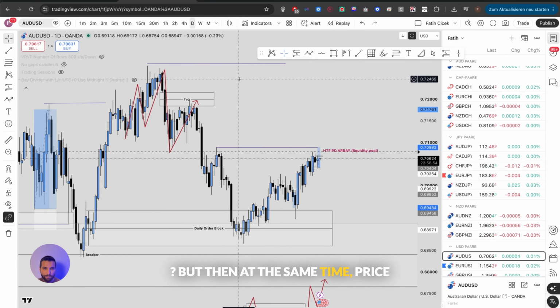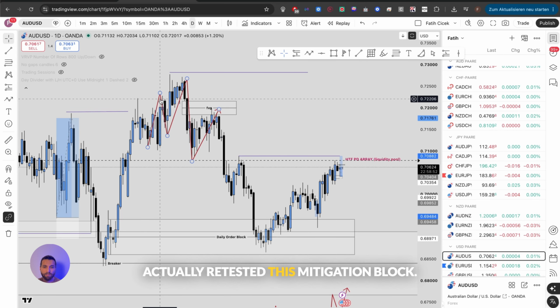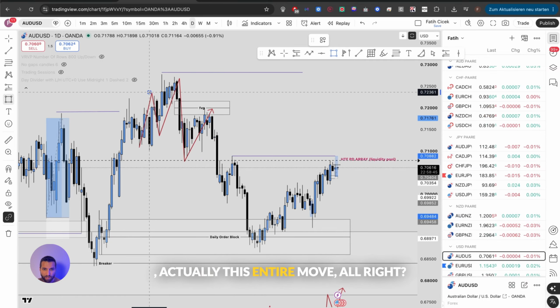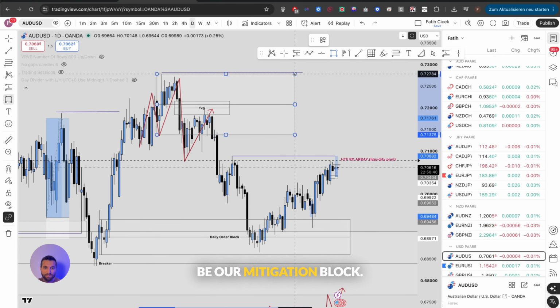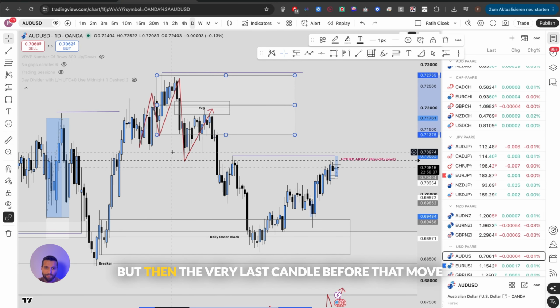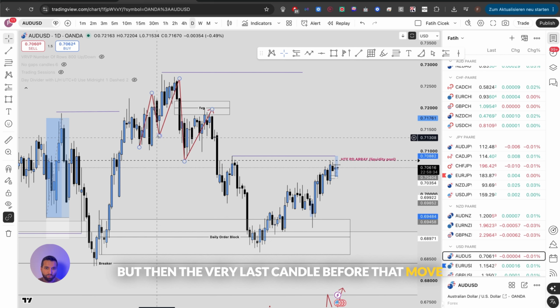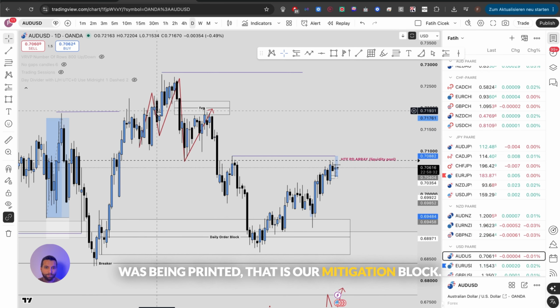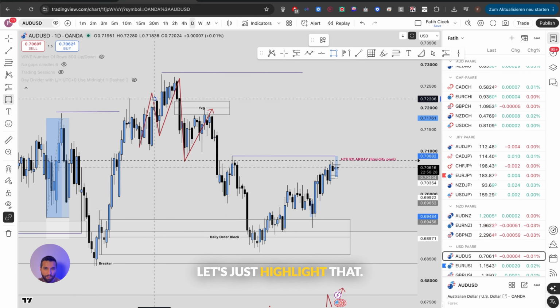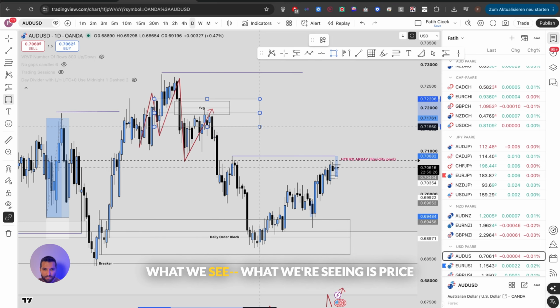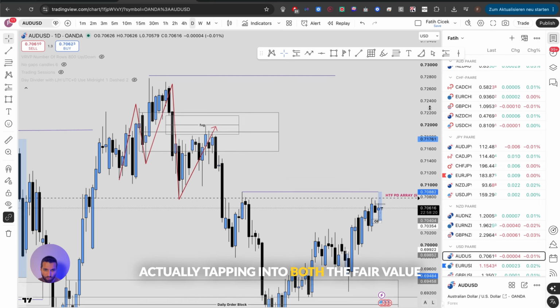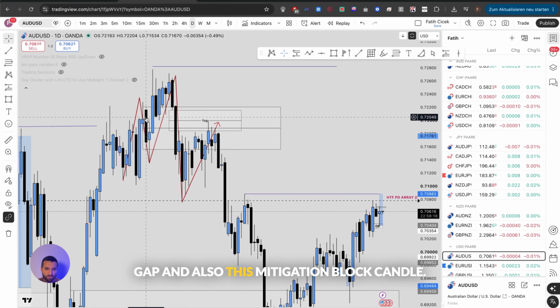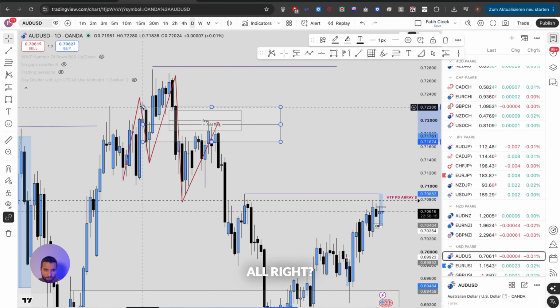But then at the same time, price actually retested this mitigation block. So this very last candle here, actually this entire move, is going to be our mitigation block. But then the very last candle before that move was being printed, that is our mitigation block. Let's just highlight that. What we're seeing is price actually tapping into both the fair value gap and also this mitigation block candle.